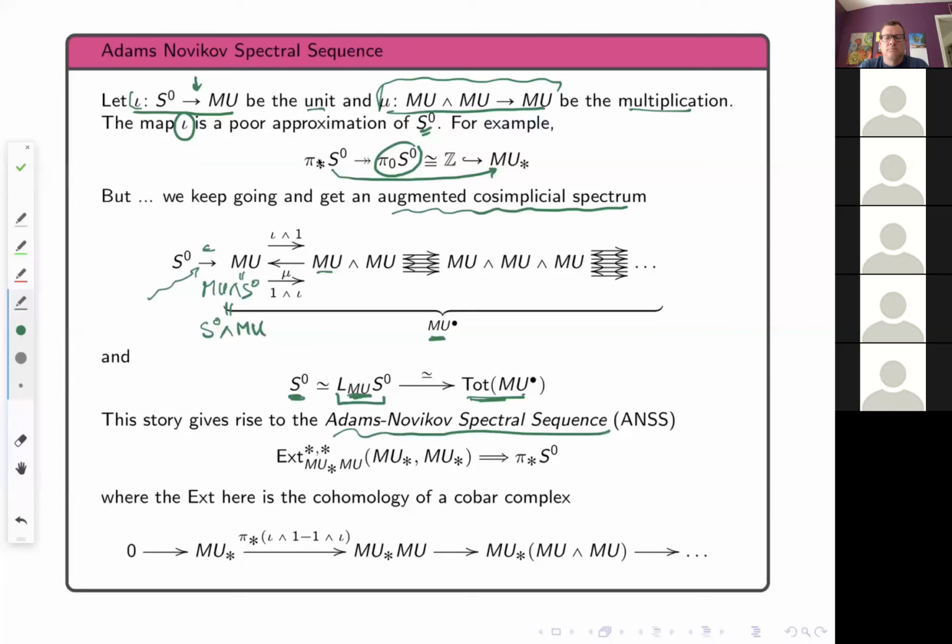So what's the Adams-Novikov spectral sequence? Well, it's sort of a gadget. You apply pi star to the diagram.